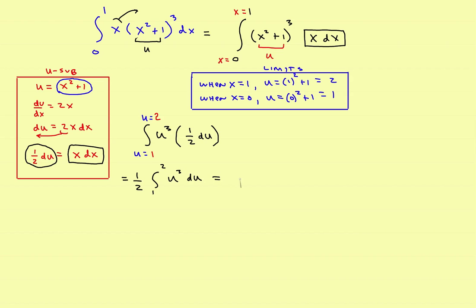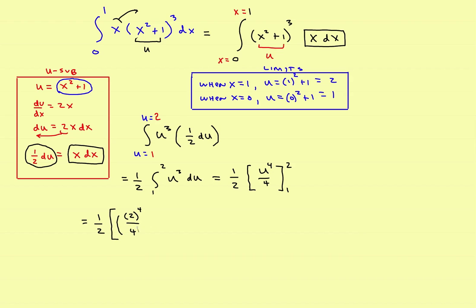Well, what that'll be would be 1/2, and then the antiderivative of u cubed would be u to the 4th divided by 4, evaluated from 1 to 2. So now we'll come down here. This will be 1/2 of, and first of all, plug in the 2. So that's going to be 2 to the 4th divided by 4.